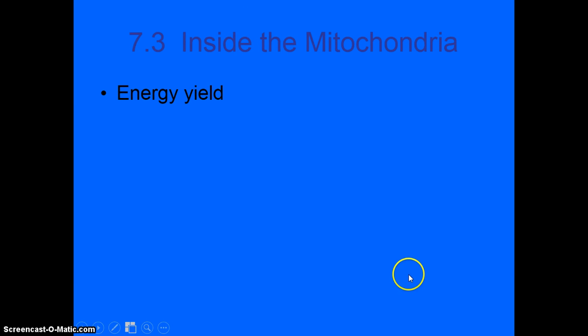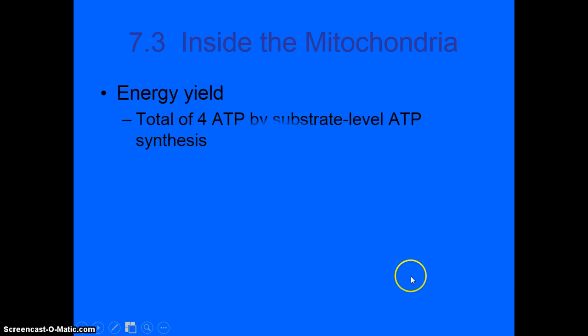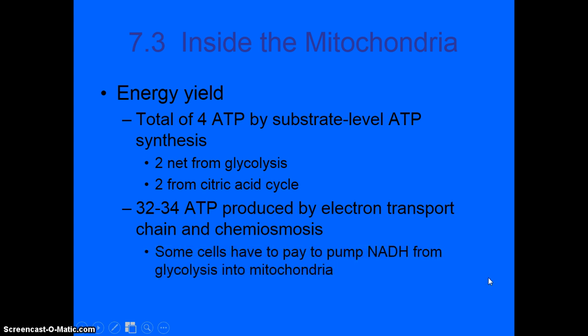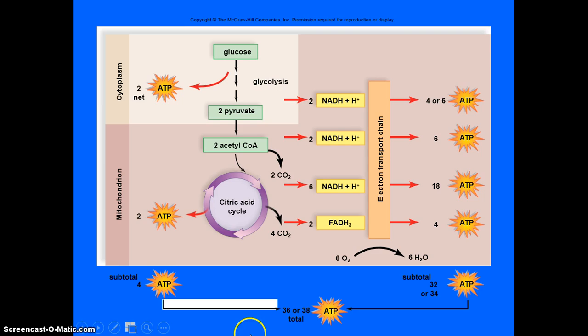So, the energy yield. We said that there was a big yield when it came to ATP molecules with the electron transport chain. So there are 4 ATP that are produced by substrate level ATP synthesis. 2 of them come from glycolysis, and 2 of them from the citric acid cycle. Then there are 32 to 34 that are produced by electron transport chain and chemiosmosis. The reason it's 32 to 34 is because some cells have to pay to pump NADH from glycolysis into the mitochondria, so they lose some of them.